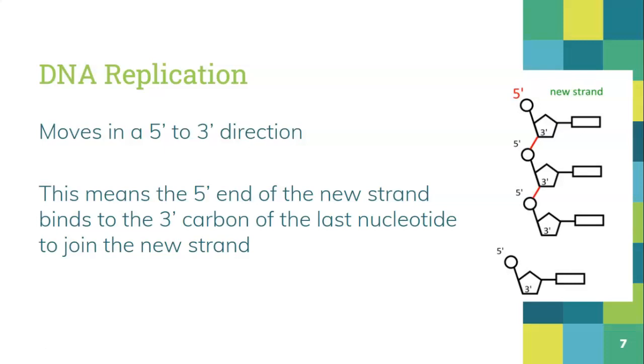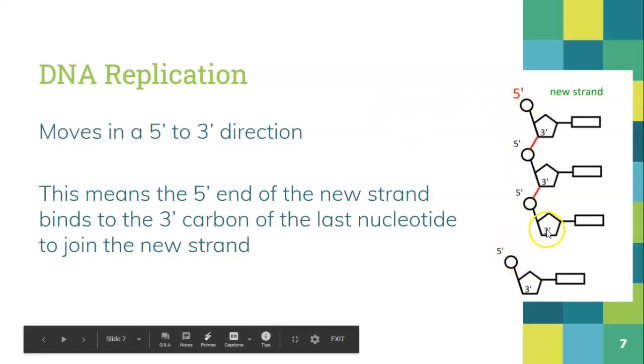So DNA replication, we've talked about this, moves in a 5' to 3' direction, and we've talked about what 5' and 3' means, right? 5' is the carbon that's closest to the 5' location in the sugar, and then 3' is the third carbon in this sugar ring. So that means that the 5' end of the new strand binds to the 3' carbon of the last nucleotide to join the new strand. So it just means that this 5' is going to join this 3', and that's how it's going to continuously replicate. So the 5' joins the 3'.